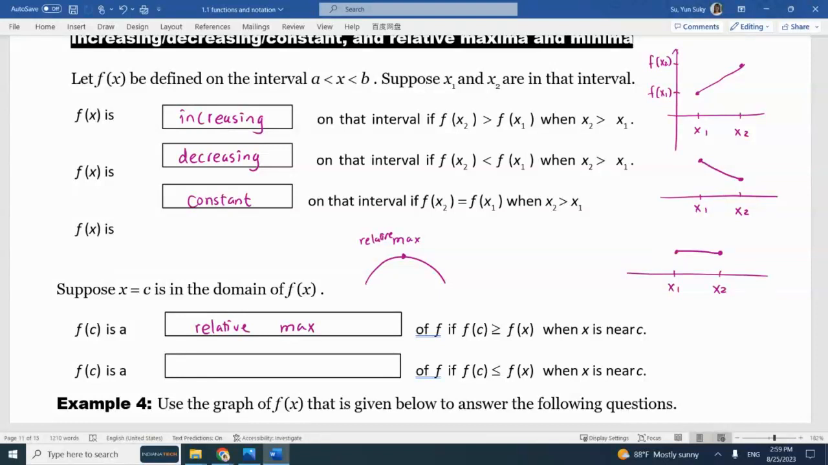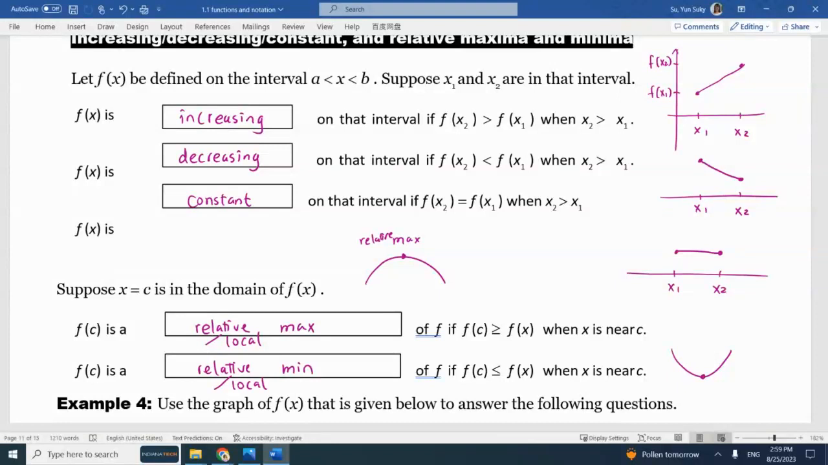And f of c is a relative minimum if f of c is less than or equal to f of x, where x is near c. Look at the picture. This is the lowest point, so it's a relative minimum. It also has other names. Some textbooks call it local maximum and local minimum.